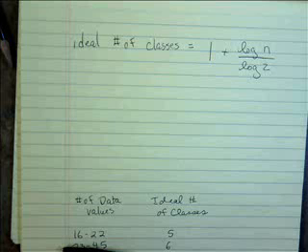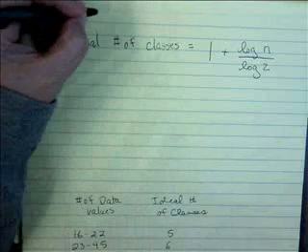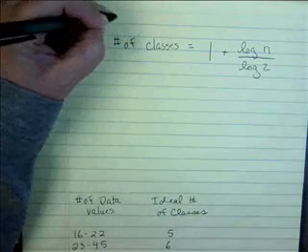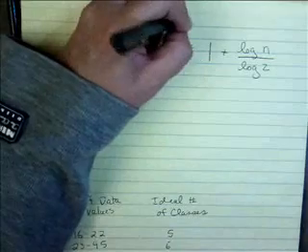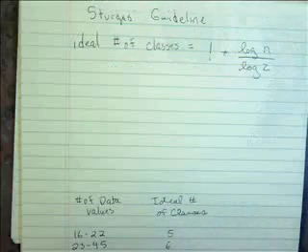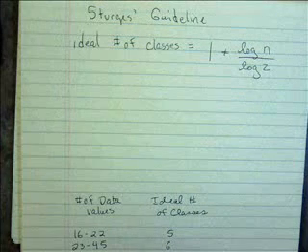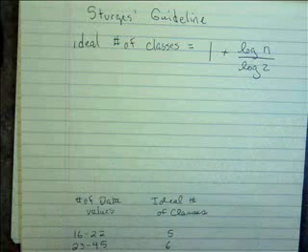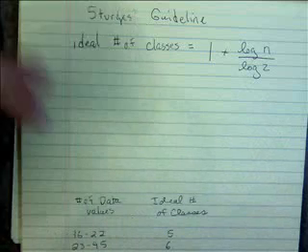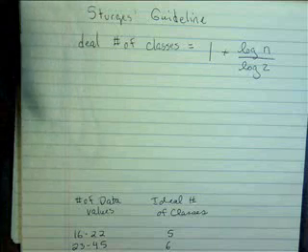Okay, the problem that we're looking at from chapter 2 talks about Sturges' guideline. Sturges' guideline is a formula used to determine the ideal number of classes in a frequency distribution. If you remember when we were first constructing frequency distributions, the general rule in your book said something to the effect between 5 and 20 classes, depending really on the sample size.